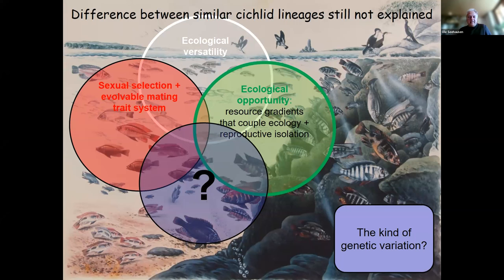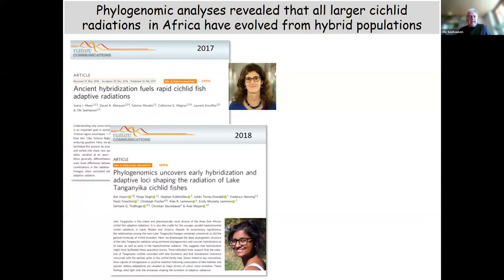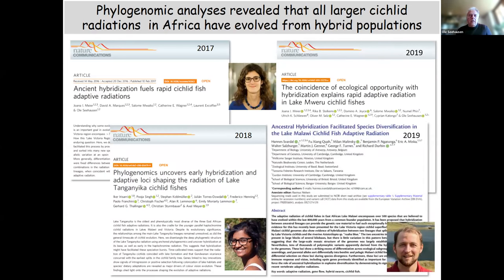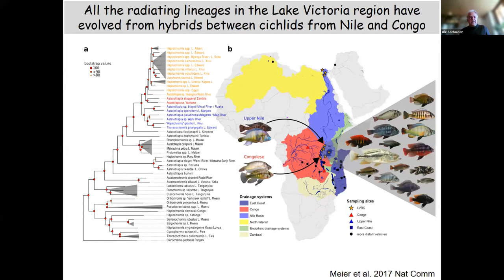So then we ask, is it something about the kind of genetic variation? And as many of you know, phylogenomic analysis over the last few years for all of these African Great Lakes have shown that all of these radiations evolved importantly through hybridization between distantly related lineages at the onset of these radiations. This is the first of these papers from Joanna's work that showed that all the cichlids in all the radiations, each tip here is a radiation, not a species, in this part of Africa emerged after hybridization between these relatively distant relatives from the Nile and the Congo.